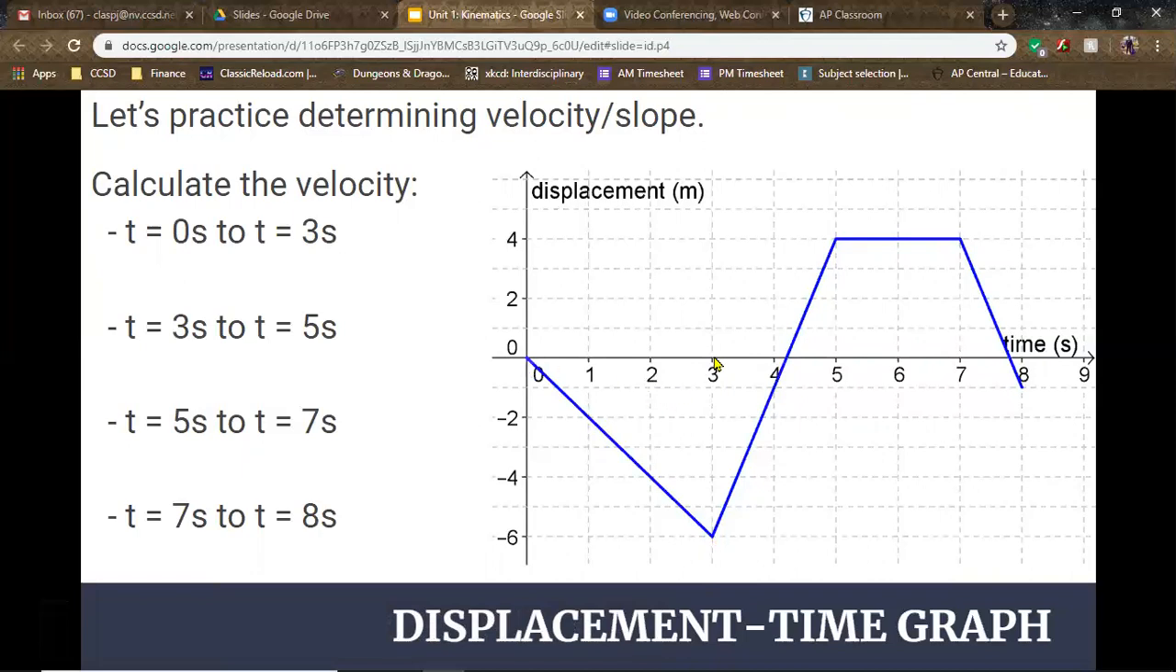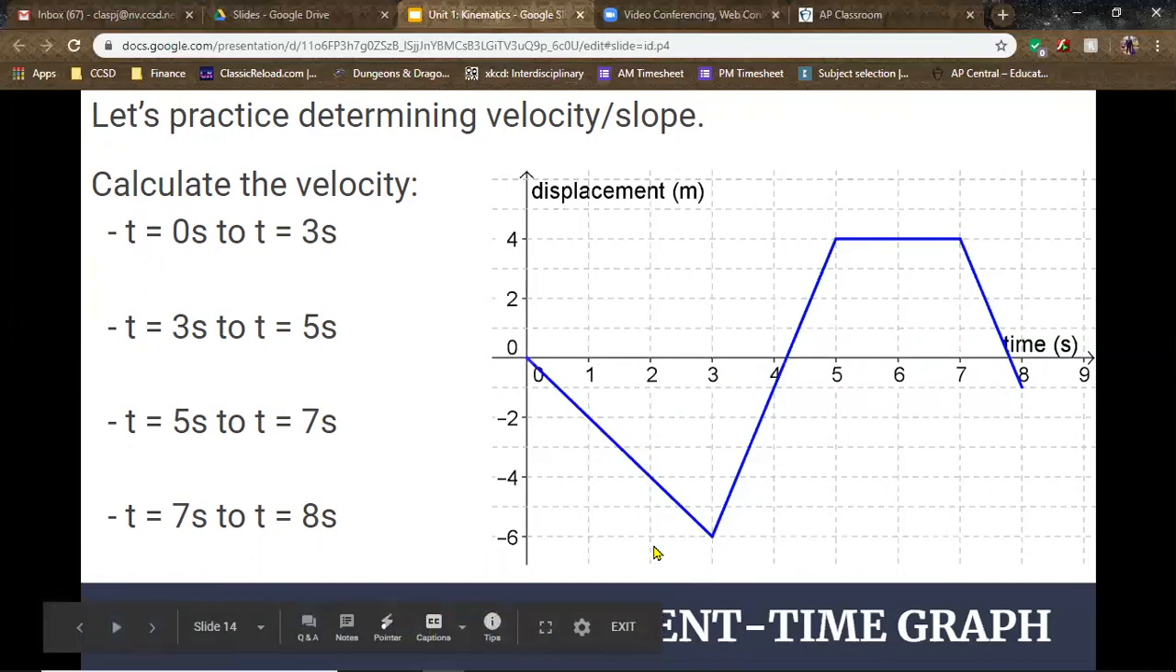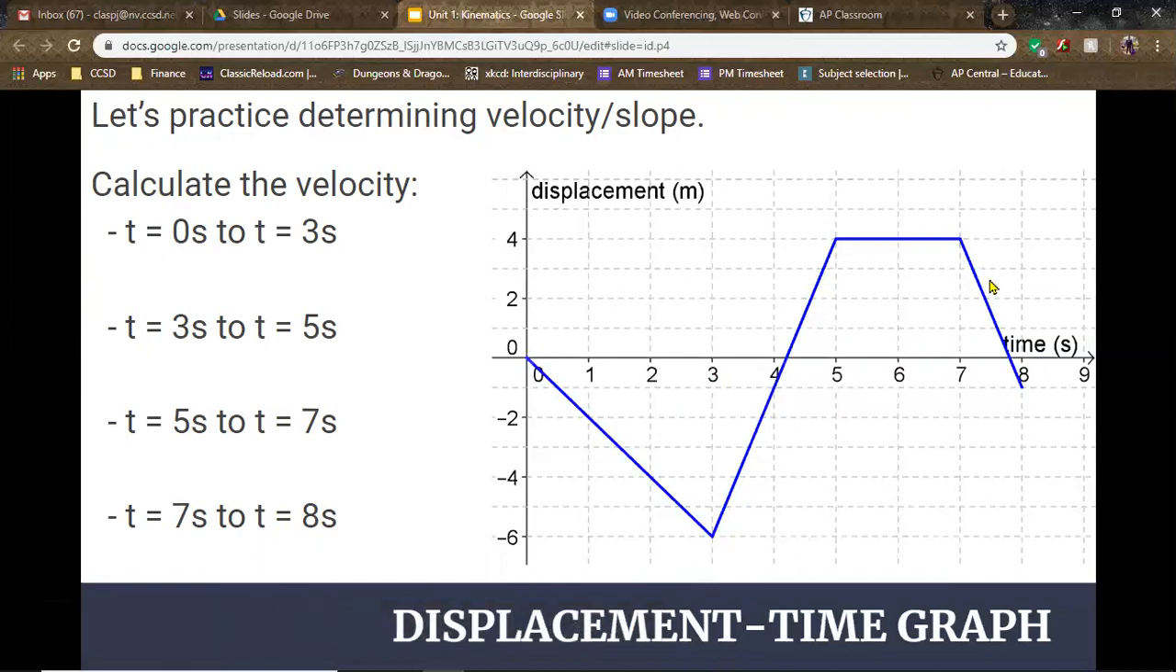Let's look at the run. We finish at 3 seconds. We started at 0 seconds. So 3 minus 0 equals 3 seconds. So our run, or our denominator, would be +3 seconds. So our slope from 0 to 3 is going to be -6 meters divided by 3 seconds. So we would say it's -2 meters per second. Hopefully that helps. I'm not going to tell you right now the other slopes. You calculate it, see what you can do.